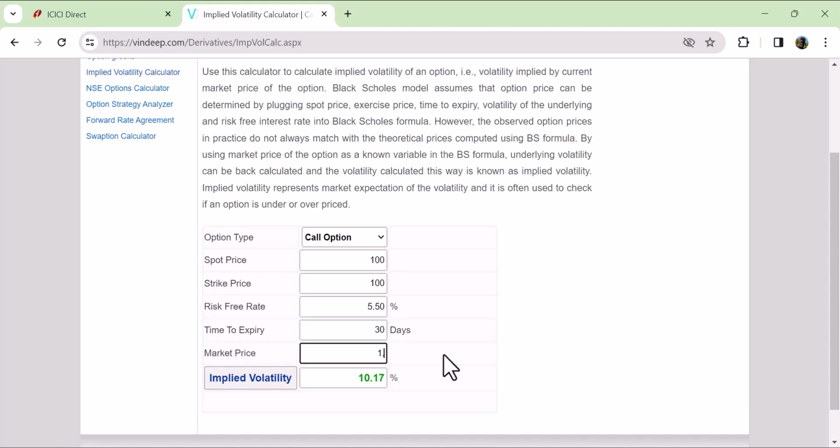Suppose it happens to be 1 rupee 90 paisa, then the implied volatility is higher. So that means the writer is in a good situation. He's charging you extra. So instead of buying a call option, you should write a call option, because the chance of making more money is more. I'm just repeating.